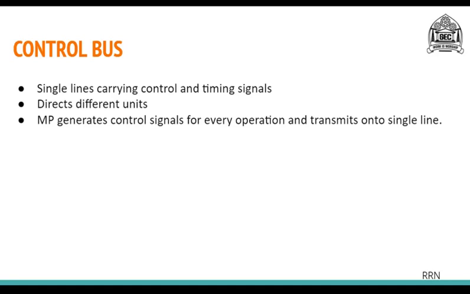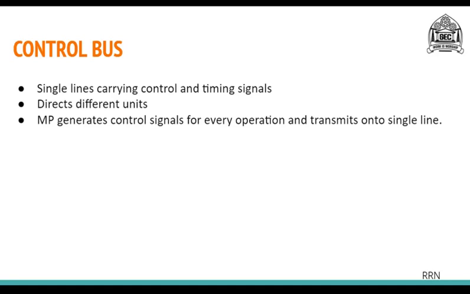Control signals direct different units. That means it gives direction to various units on how to perform that basic operation. The timing signal is used to coordinate, or synchronize, the operation that has to be performed. Your microprocessor generates various control signals. After and before every operation, certain control signals have to be transmitted, and these are sent using your control bus.